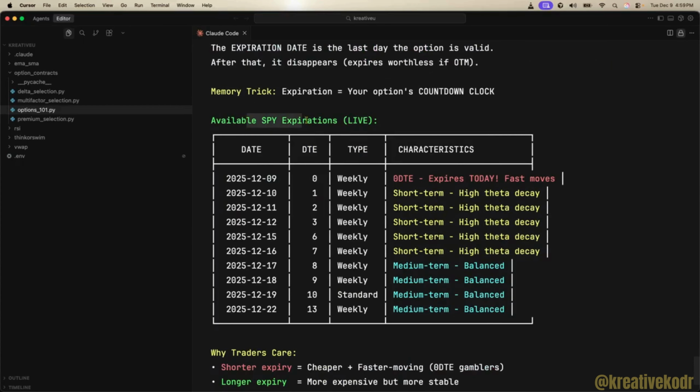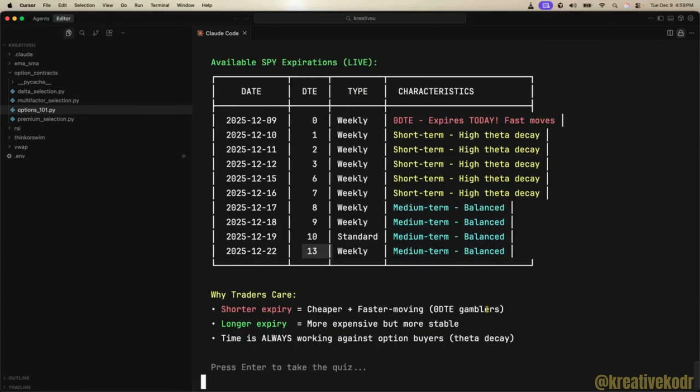So here is a live look at some expiration dates for SPY. Now SPY has weekly expiration dates, right? We also have this, which is 0DTE. So these are option contracts that expire the same day. We also have weekly expiration dates shown here, right? And then we have our monthly expiration dates, and then back to weekly.